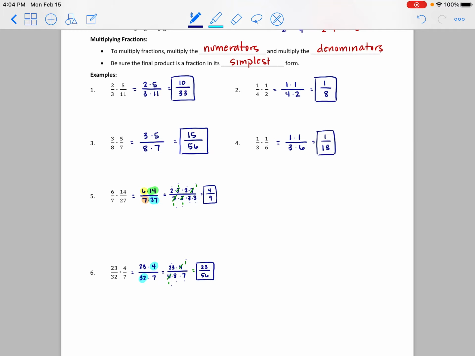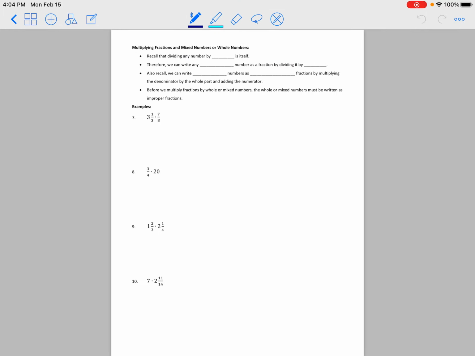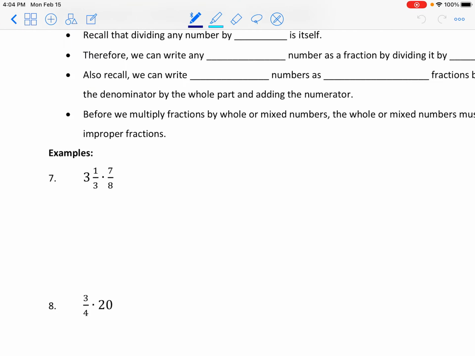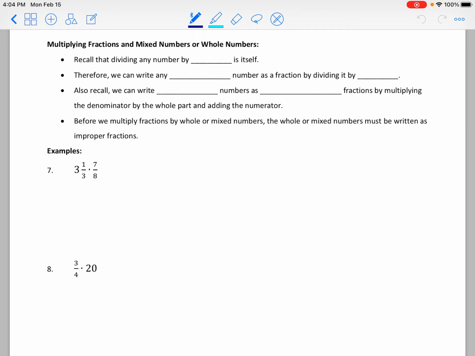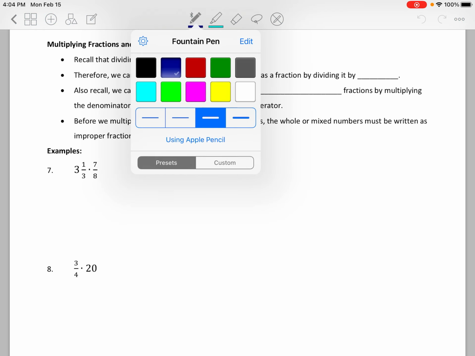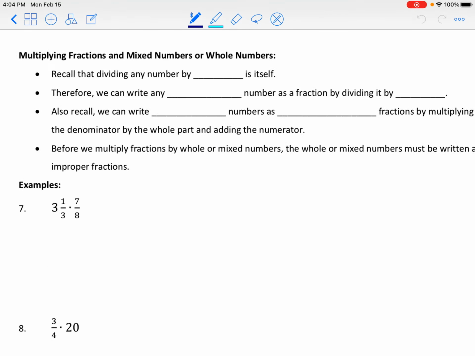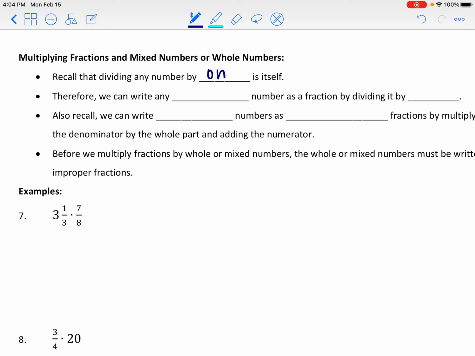We have sometimes those situations where we're multiplying fractions with mixed numbers or fractions with whole numbers, and that's something we should be prepared to do as well. So a couple things first. Remember that dividing any number by 1 is itself. So if we had, let's say, 20 divided by 1, that's just 20. Or if we had 15 divided by 1, that's just 15.